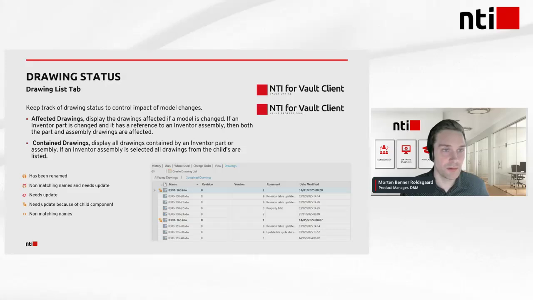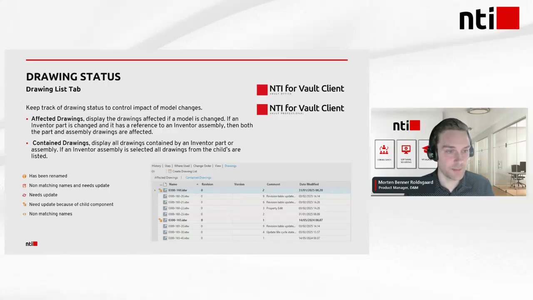And with this drawing status, we can keep track of our drawing status for both the affected drawings and the contained drawings. And by affected drawings, we mean the drawings that are affected by some model change. So that could be a reference drawing from a component perspective. So we can see that by changing a component, it might affect an assembly drawing as well.